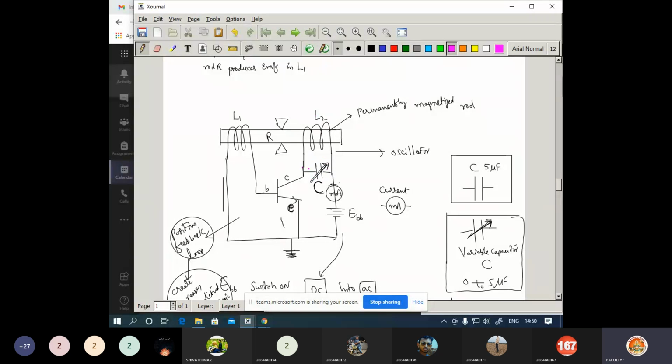What is the meaning of variable here? The value of the capacitor can be increased or decreased, and this is going to act as an oscillator. The entire circuit is going to act as an oscillator. Here the base is connected to L1 and it is again connected back to the circuit. So we consider this as a positive feedback circuit, or the feedback loop.